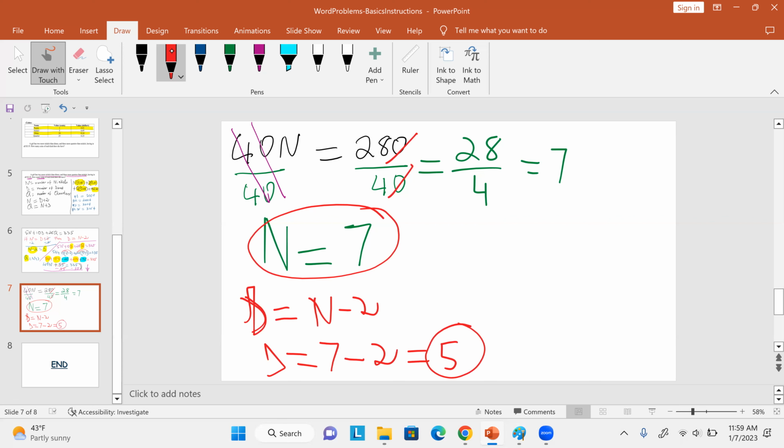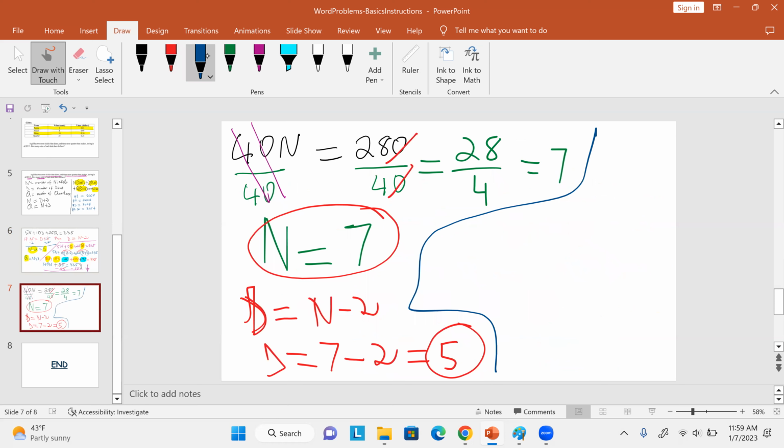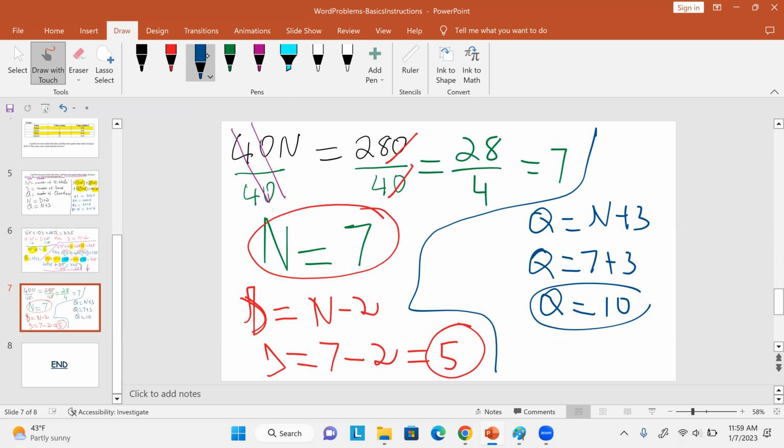We know d, we can solve for q. But again, what is the expression? Q is n plus 3. So if n is 7, that means what? Q will be 7 plus 3. Q is 10. So we have 7 nickels, 5 dimes, and 10 quarters.